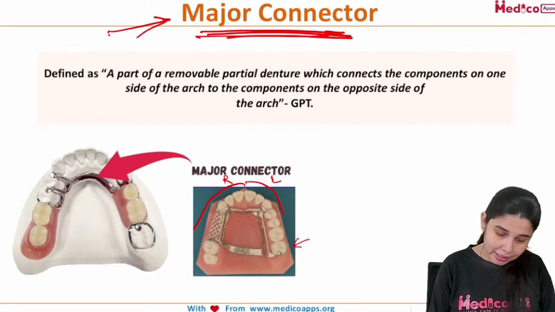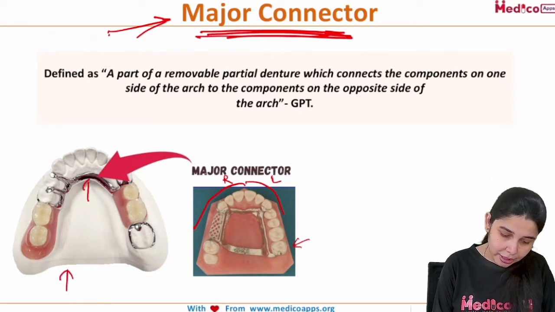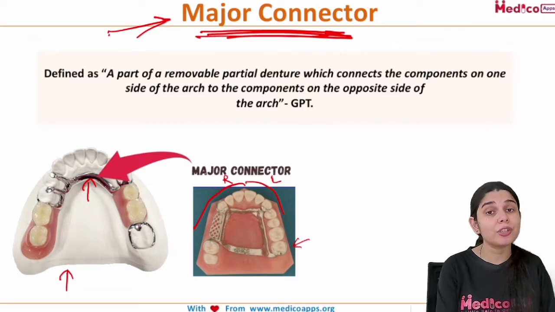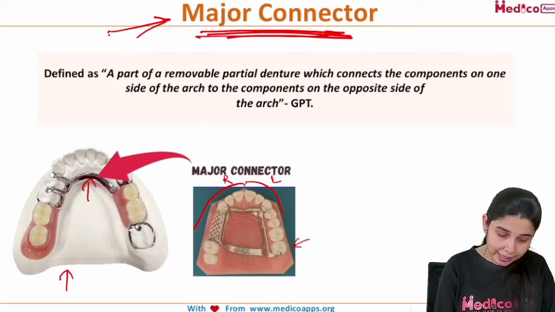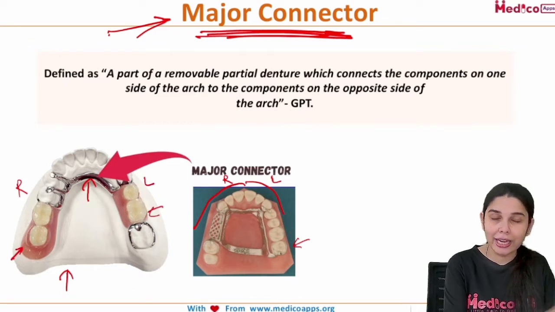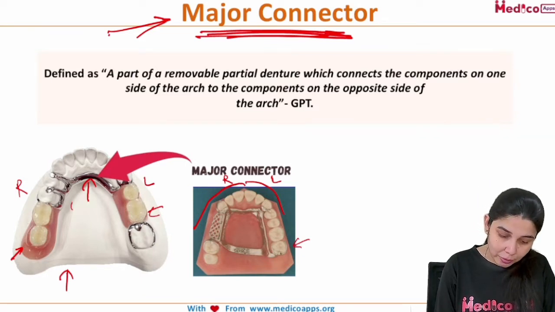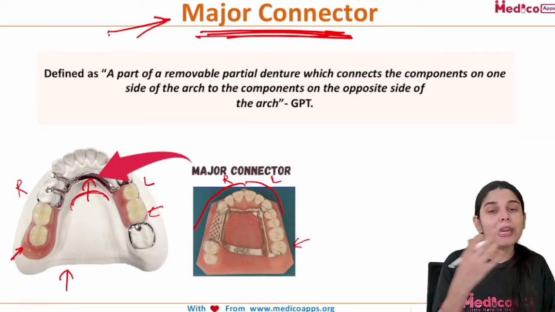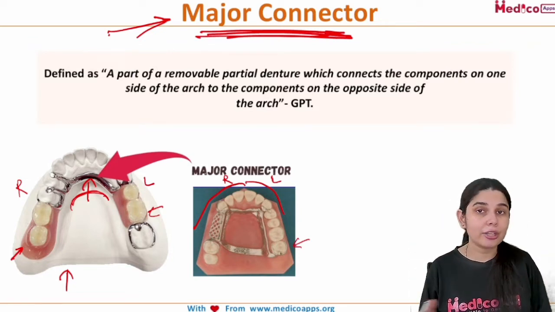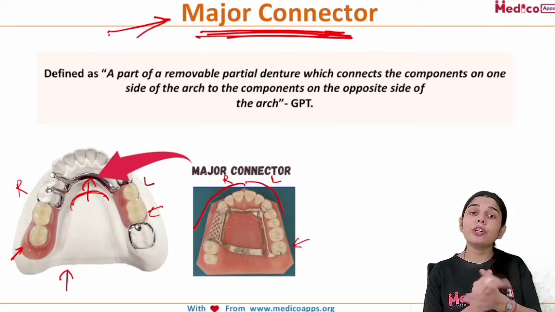As you can see in this image, this is the major connector we are discussing, and its significance, as I just mentioned, is that it connects the right side of the arch to the left side of the arch. These are the prostheses we have given on the right and left sides, and this appliance connects the right side to the left side of the arch in the patient. Now, how would you define it?